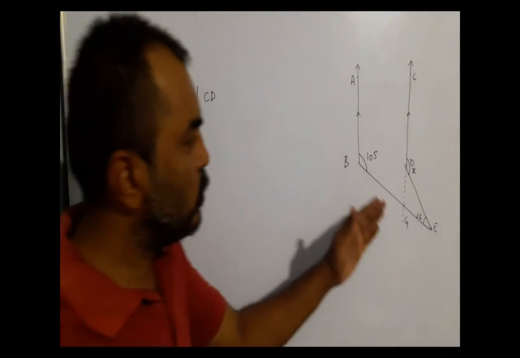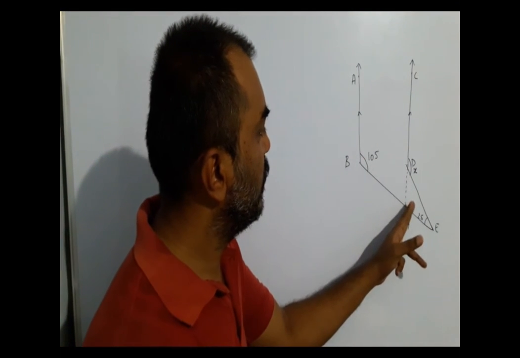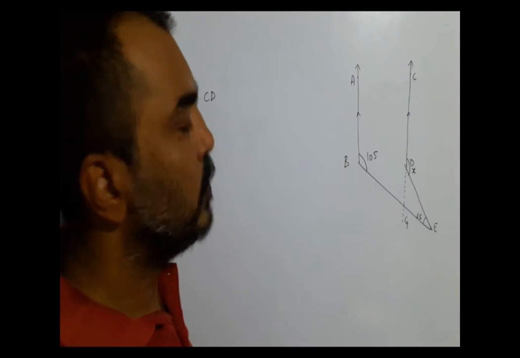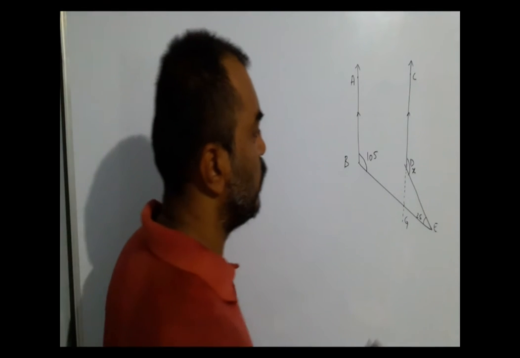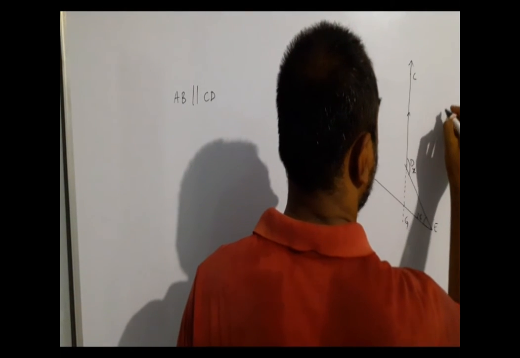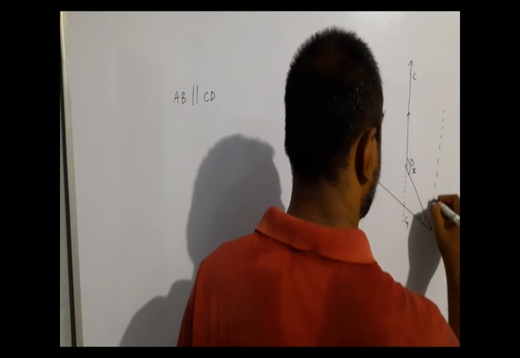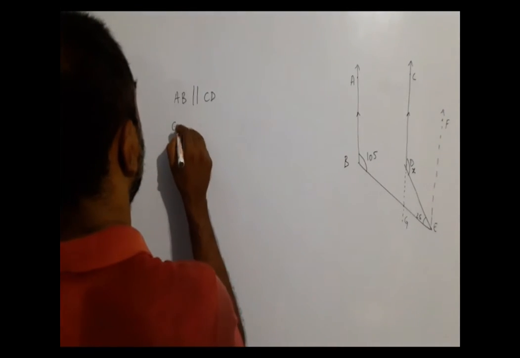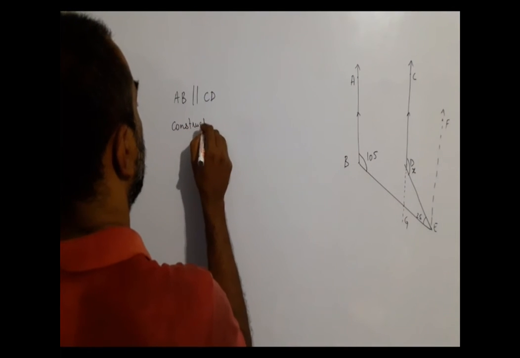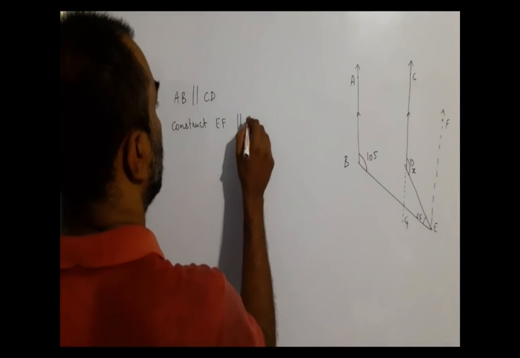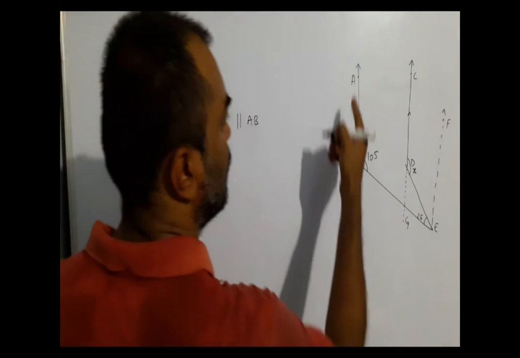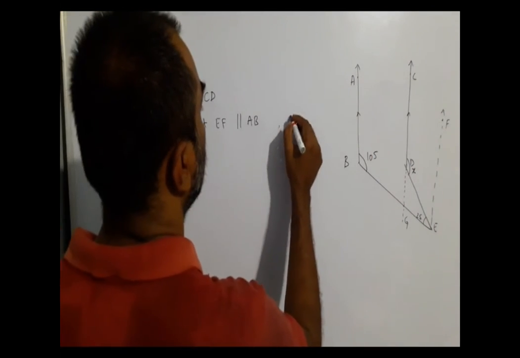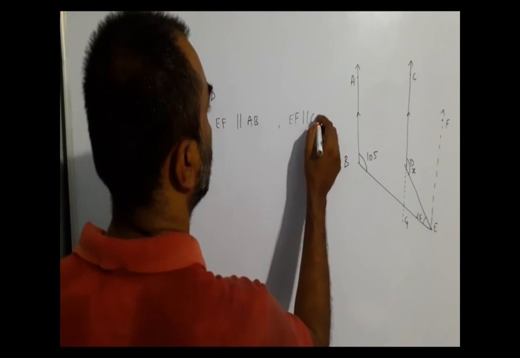Yes, this is also a method. From this you can find this angle, then from these two angles you can find this angle and this angle, but it's a longer proposition to do. So what we will do, we will draw a line EF. So construct EF parallel to AB. But since AB is parallel to CD, EF will be parallel to CD also.